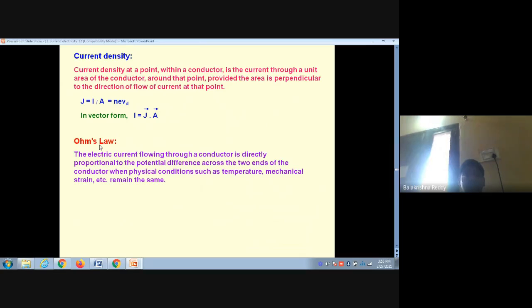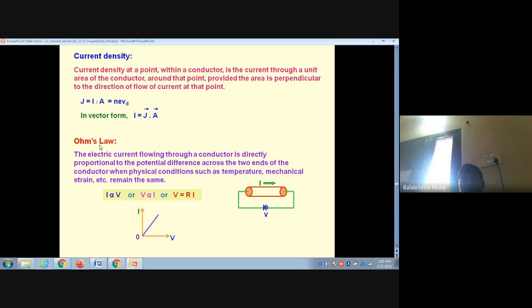Simply, the current flowing through a conductor or wire is directly proportional to the potential difference across the two ends of the conductor or wire, when physical conditions like temperature and mechanical strain, which change the physical dimensions, are constant or remain the same. Now you are seeing the conductor. The current flowing through it: I is directly proportional to V, or V is directly proportional to I. Therefore, V equal to I into R, or R into I, you can write.